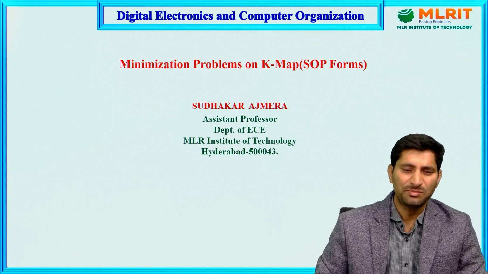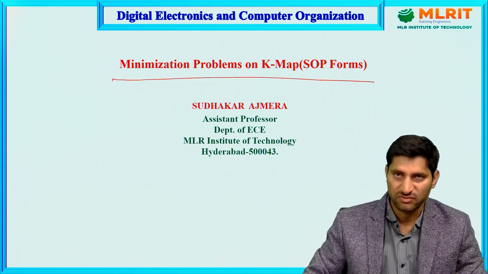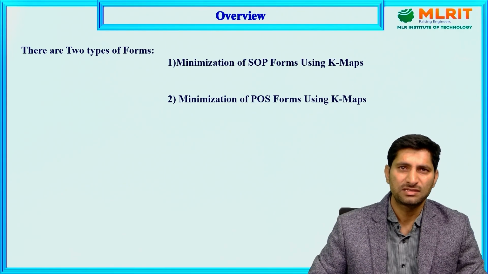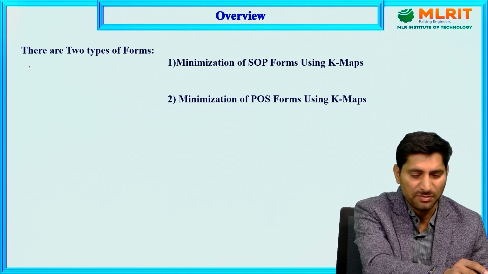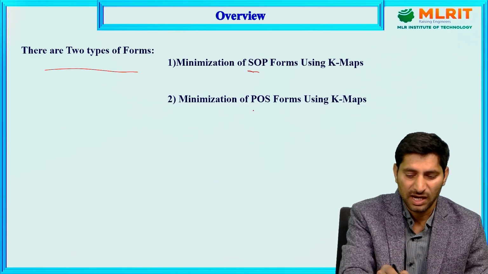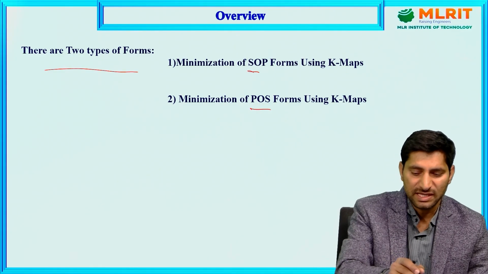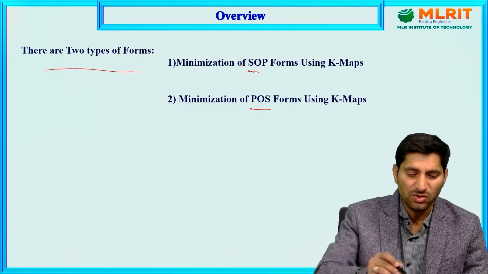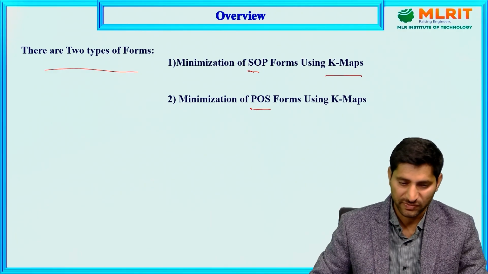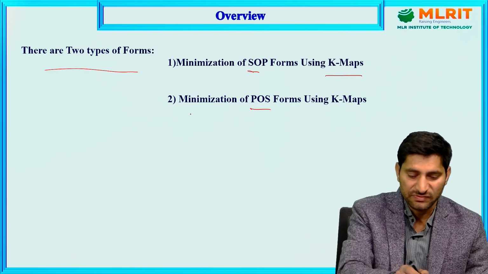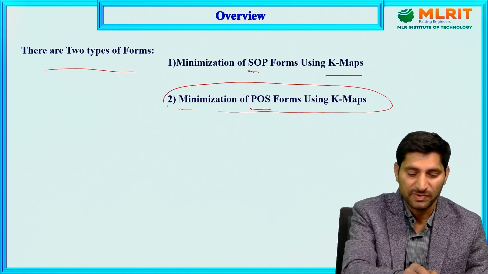Today we will discuss minimization problems on K-maps for SOP forms. As we have seen in previous sessions, there are two types of forms: one is SOP form and the other is POS form. For these two forms, we will see minimization. How to minimize SOP forms using K-map, we'll see today. In subsequent sessions, we'll see minimization of POS forms using K-map.